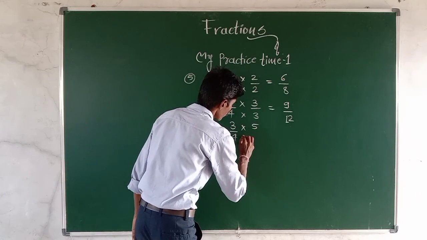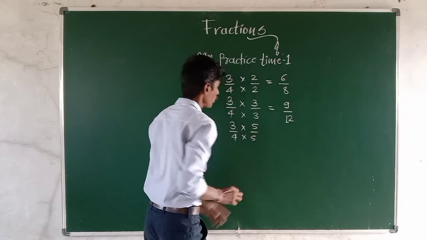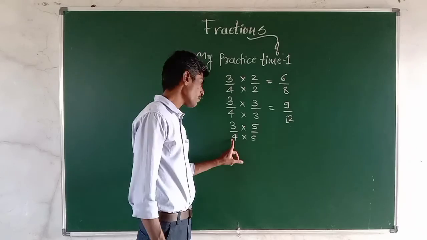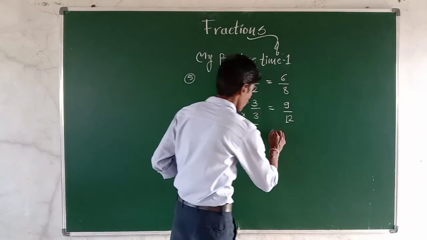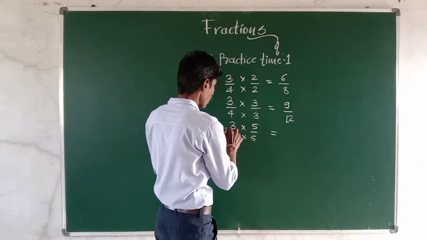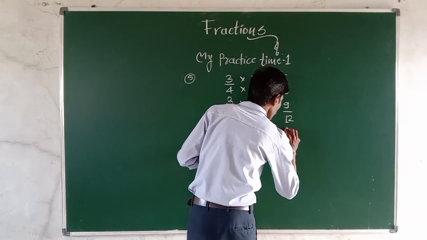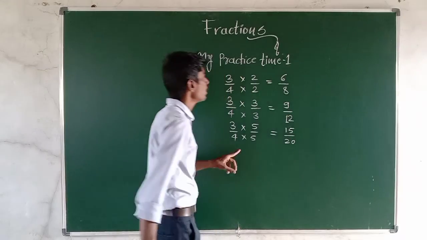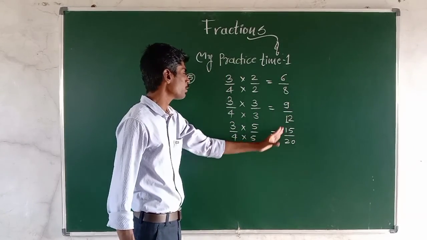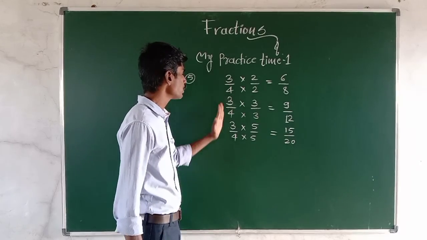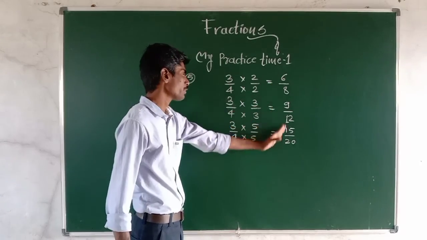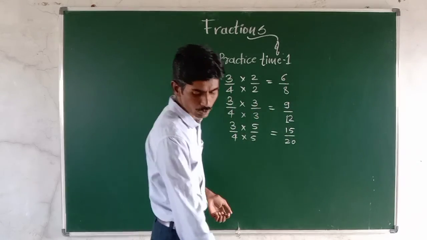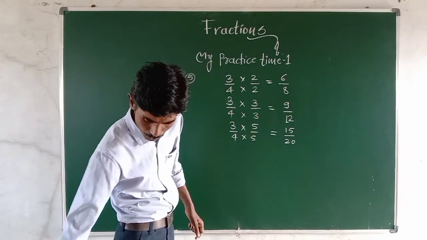Multiply by 5. Remember that if you multiply the numerator by 5, you have to multiply the denominator by 5 as well, not some other number. 3 into 5 is 15, and 4 into 5 is 20. So 6 by 8, 9 by 12, and 15 by 20 are equivalent to 3 by 4. All three fractions are equivalent to 3 by 4. So this is the way to find equivalent fractions.